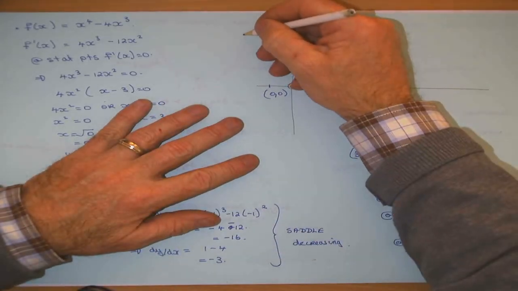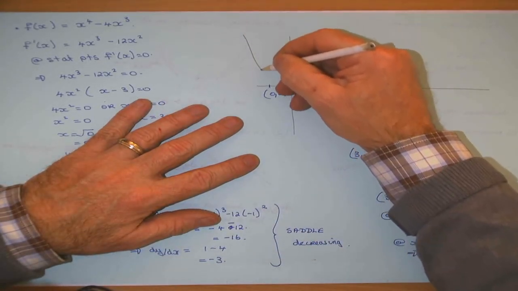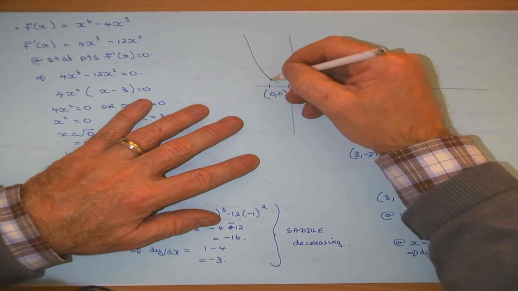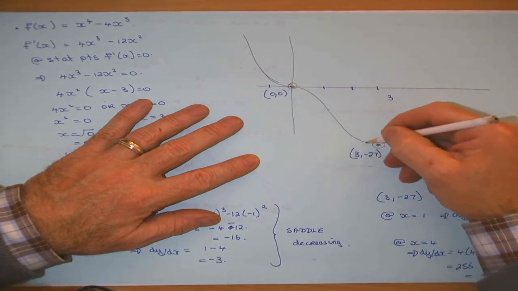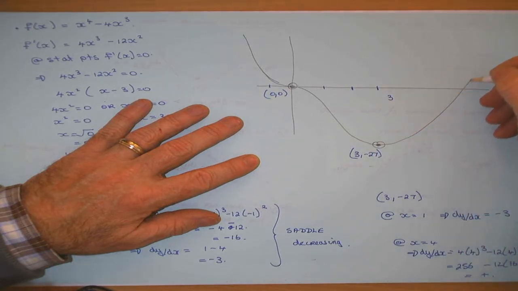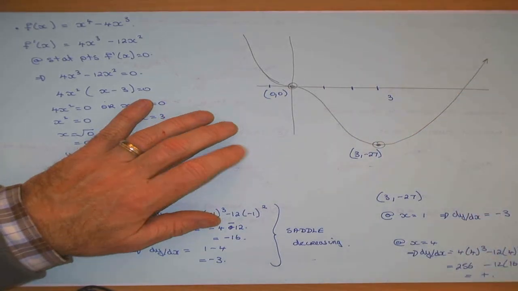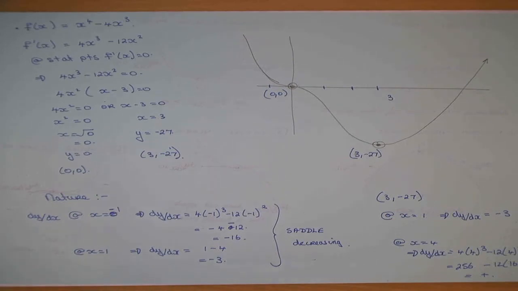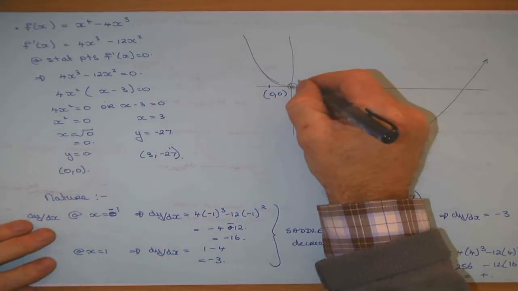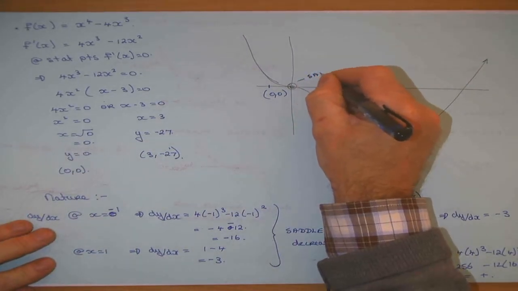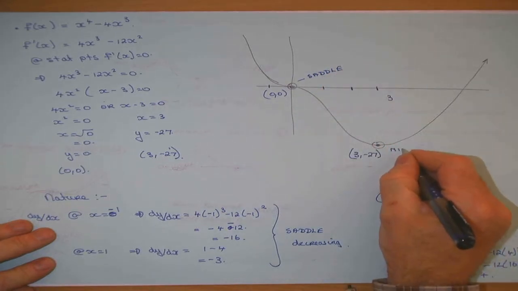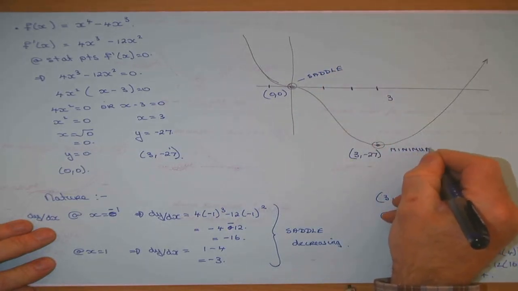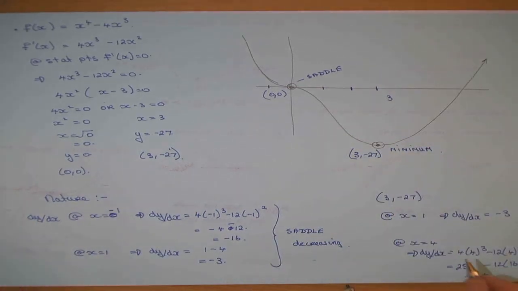So what will my graph look like? It decreases and it levels off, and it drops again and it turns. That's my point. What type of point have I got here? A saddle point. A saddle, decreasing. Here I have a minimum. Right? So that process is fine and easy.